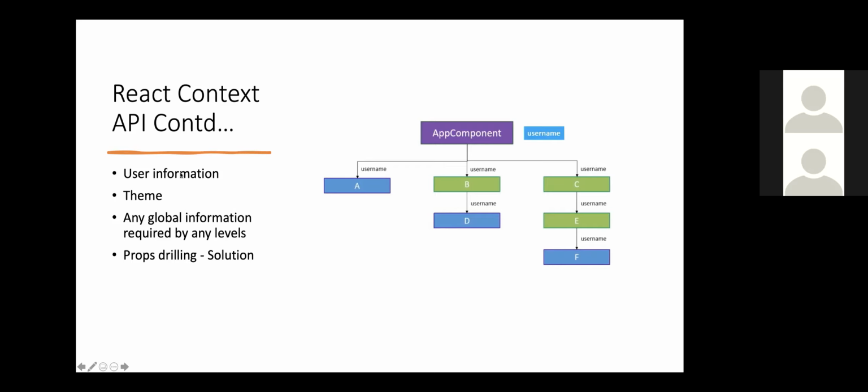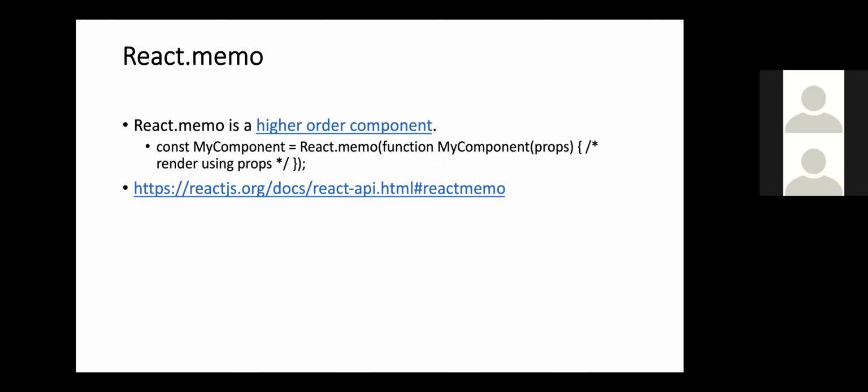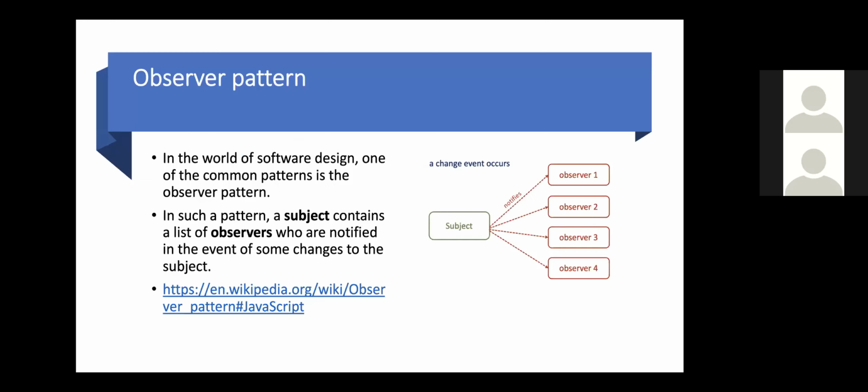By using that, you can create any number of contexts and use them in your code, which becomes an easy way of maintaining your state variables. We've also seen memo and pure component for performance, just to avoid re-rendering.